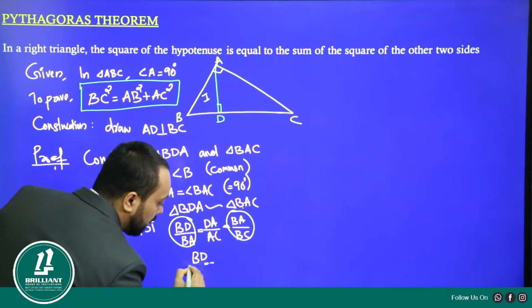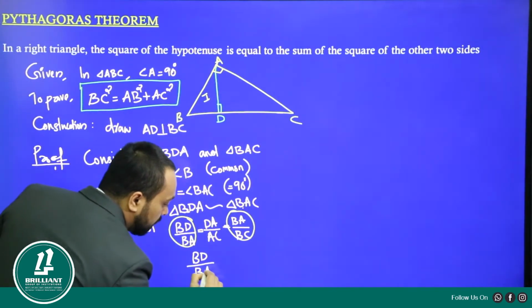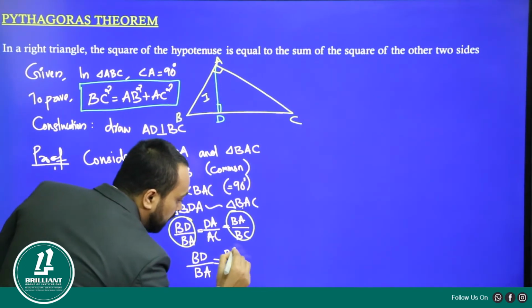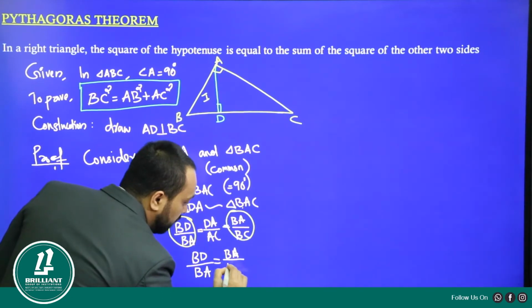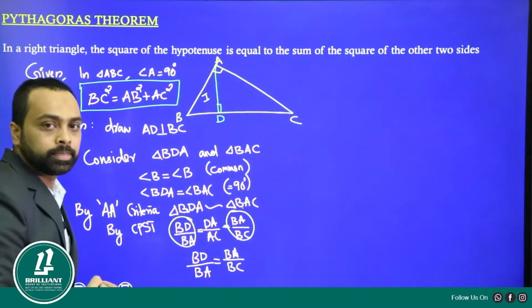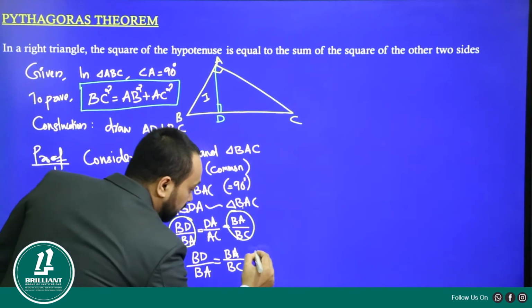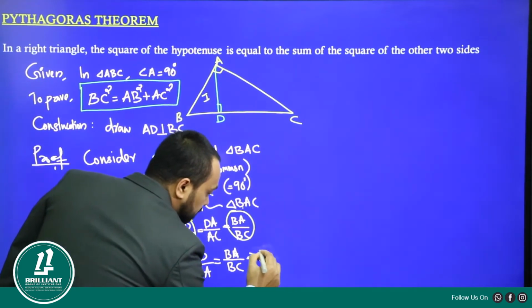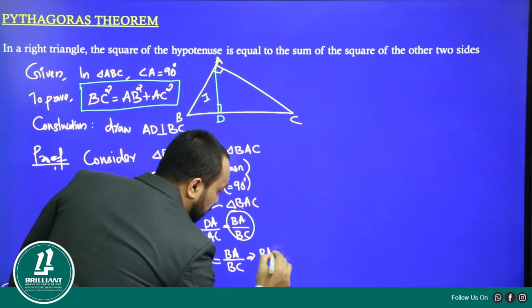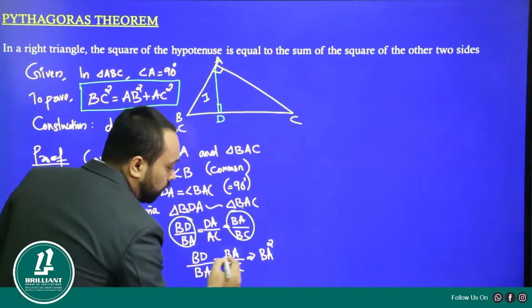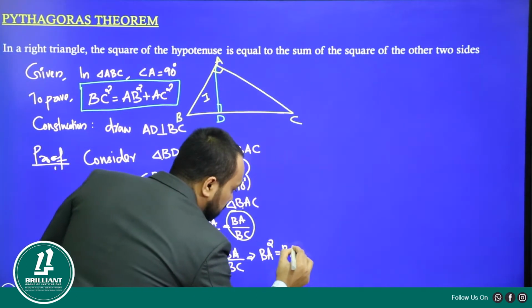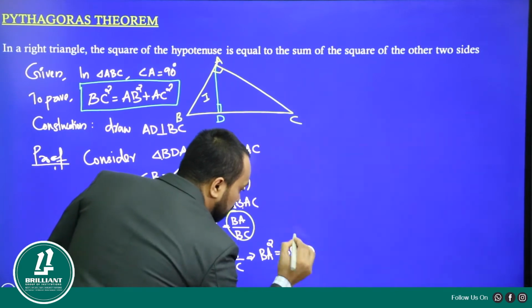Let's see what is happening. BD by BA is equal to BA by BC. If you are cross multiplying, what you are getting? If you are cross multiplying, we can say that BA square, BA into BA, is equal to BC into BD.